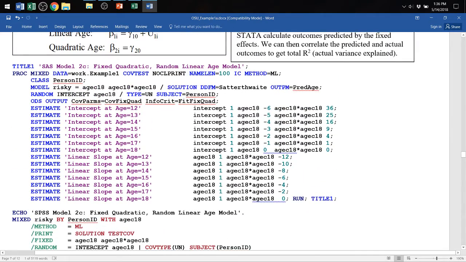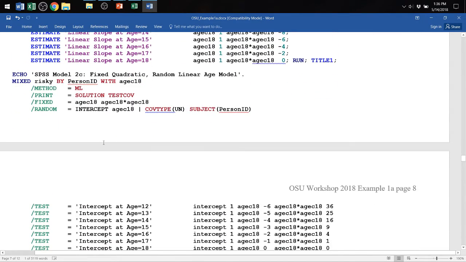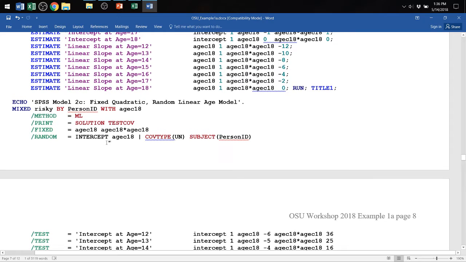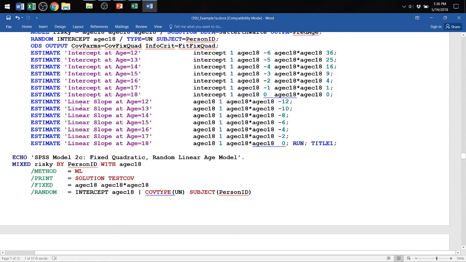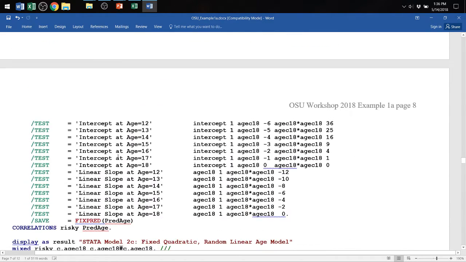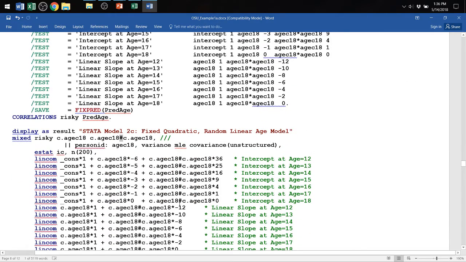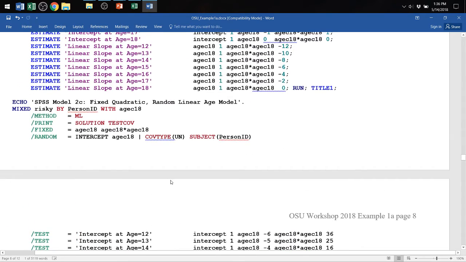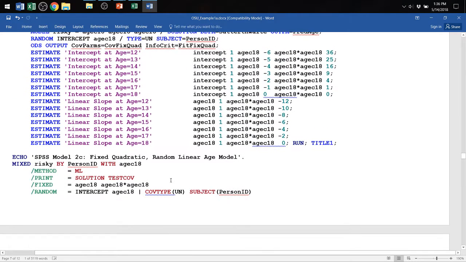And then I have a whole bunch of other code down here. So these are estimate statements. Are these new? Have you seen stuff like this before? Like these kinds of lines, tests, these LINCOMs? No? Oh. Well, you're going to love this. No, really. This is one of these things that I wished I had learned way before I actually did.